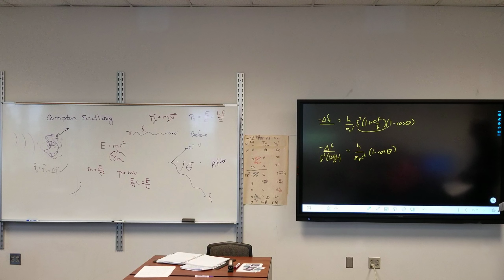So the f is for frequency and change of frequency, h is Planck's constant, m is the mass of the electron, and c is the speed of light? Yes.